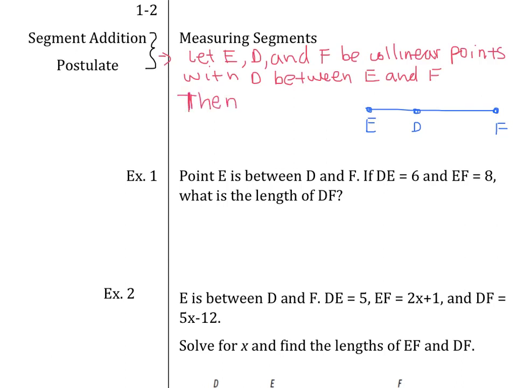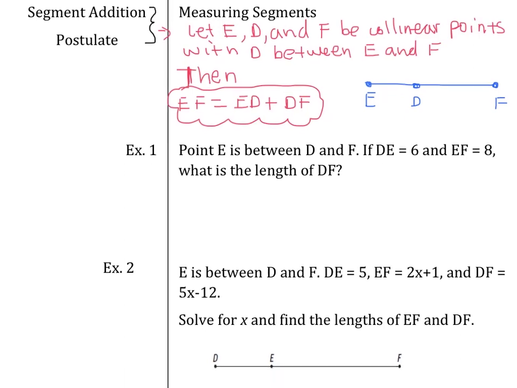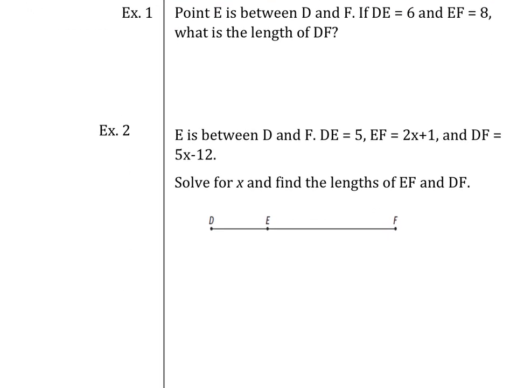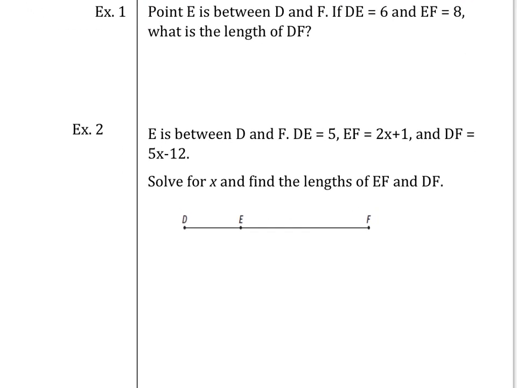Then the length of EF, the whole segment, is equal to the sum of the two pieces, or ED plus DF. And this is what we're going to use today to solve the following examples, and also to work out the assignment in class tomorrow. Okay, so let's continue. Now we're going to apply the segment addition postulate.